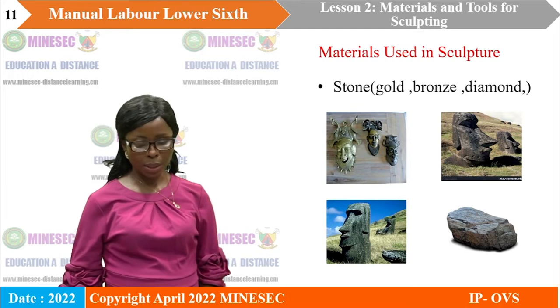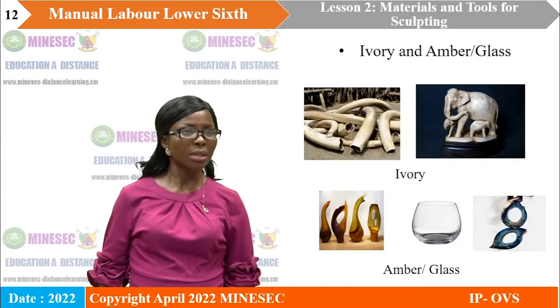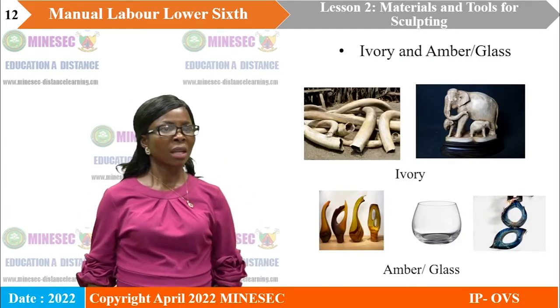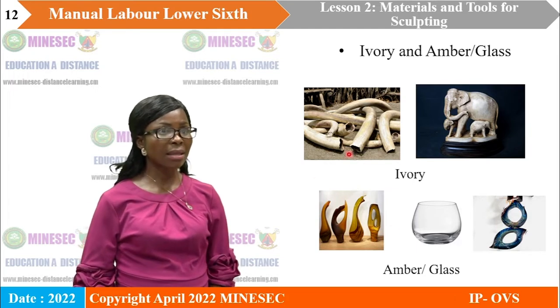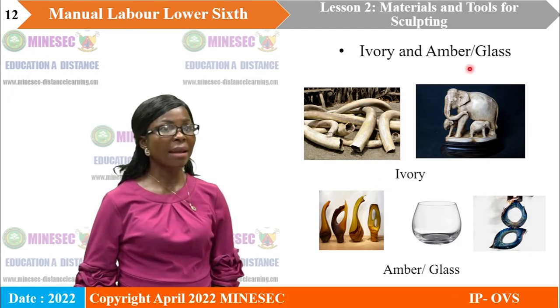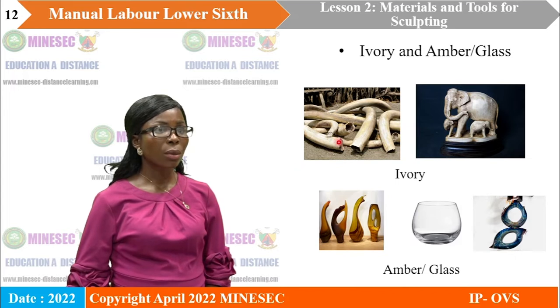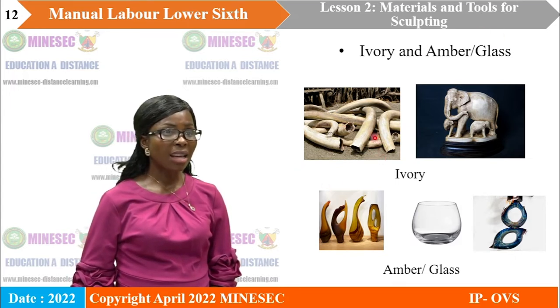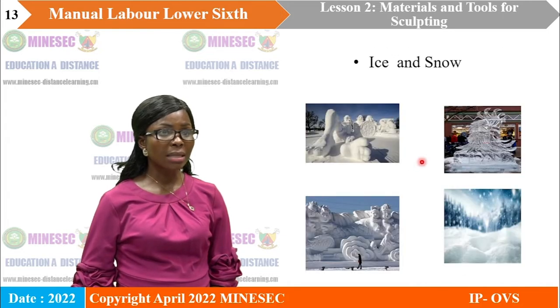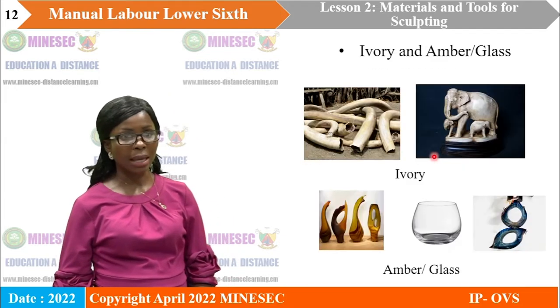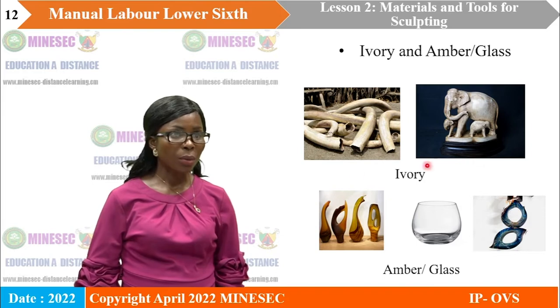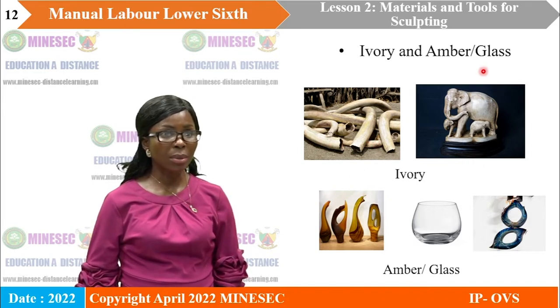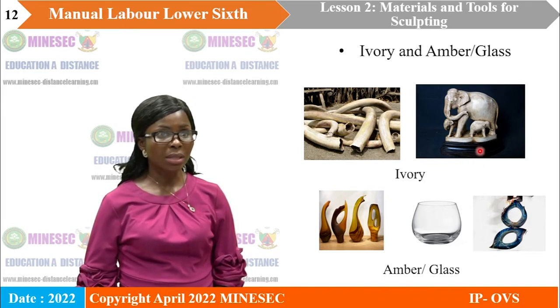Let's continue with materials used in sculpture. Another material here is ivory and amber glass. Look at the ivory. This ivory has been used to make this sculpture that we all see here. This ivory has been used to assemble this sculpture that we all see here.